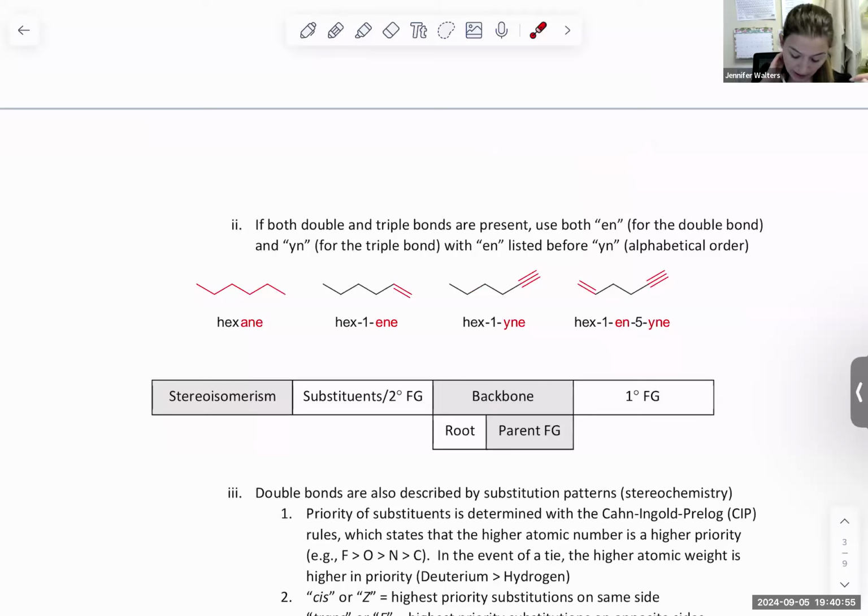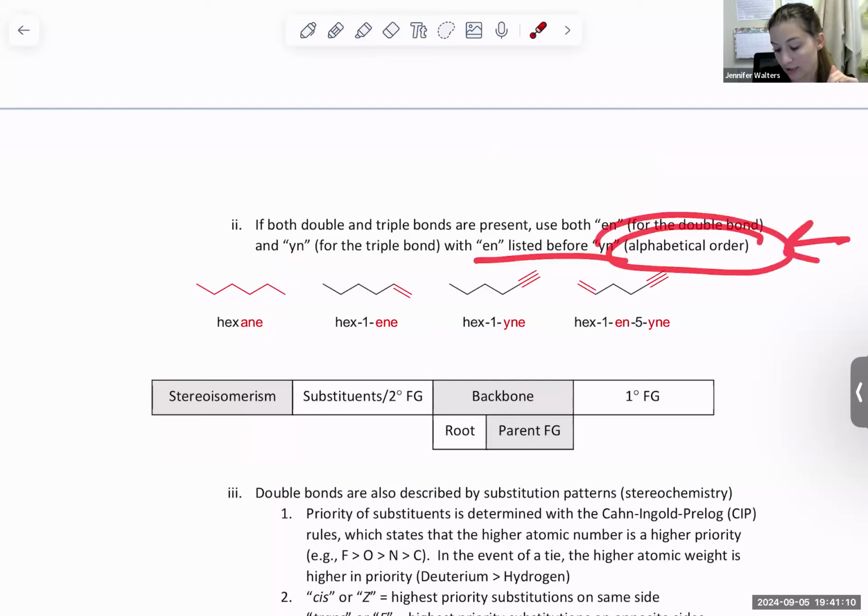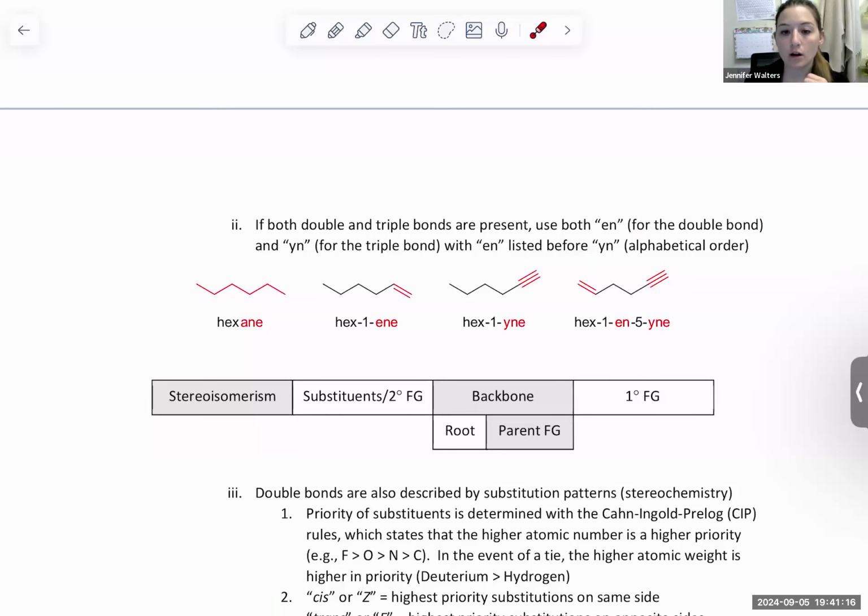If you have both double and triple bonds, then you want to have both EN and YN present to indicate that you have 2 types of parent functional groups, the double bond and the triple bond. The EN gets listed before the YN because of alphabetical order. We're going to see that alphabetical order is going to be one of our final tiebreakers for us. So between these, we're going to use that alphabetical order. E comes before Y. That's why the double bond gets listed before the triple bond.